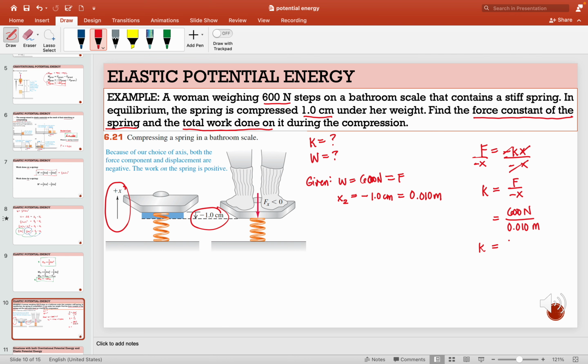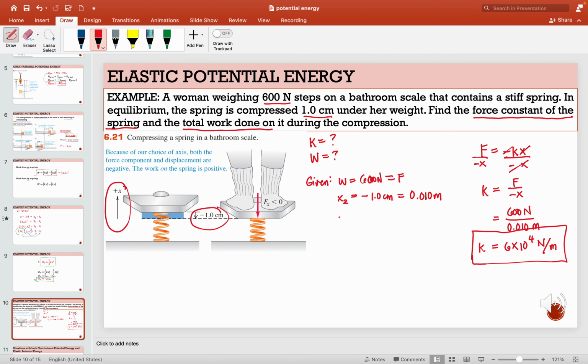So 600 divided by 0.010 is equal to 6 times 10 to the power of positive 4. And then the unit is newton per meter. So this is our value for the spring constant k. Now, the next thing that we will do is to solve for the work done during the compression. So we have the value of x sub 2, and we have the value for our k.